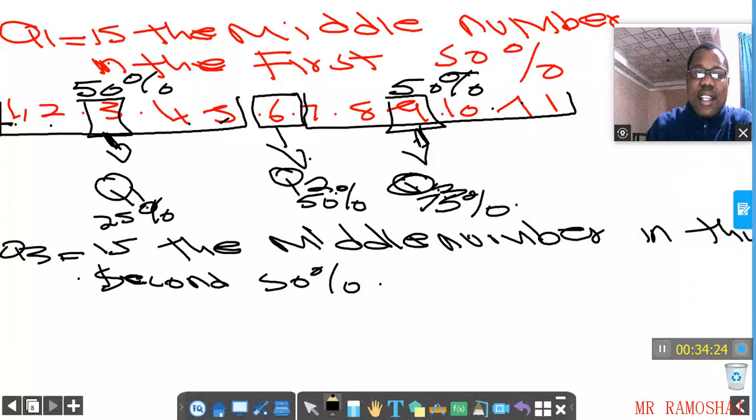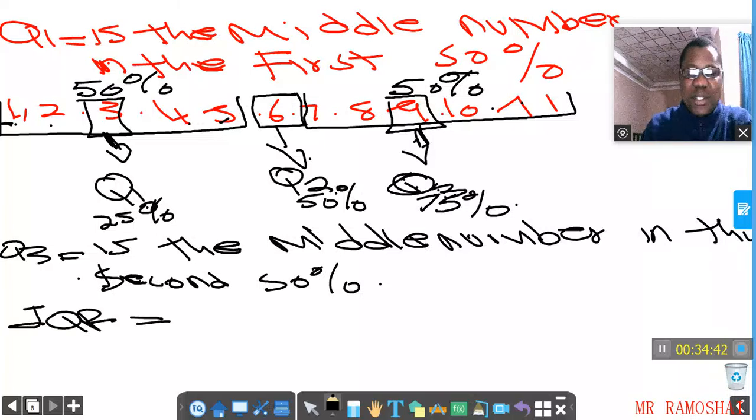Here I was talking about the quartiles only, but I wanted to do something here. Let me leave it. I will do it later, after doing the interquartile range. So let me quickly do the interquartile range and then explain what I wanted to do.